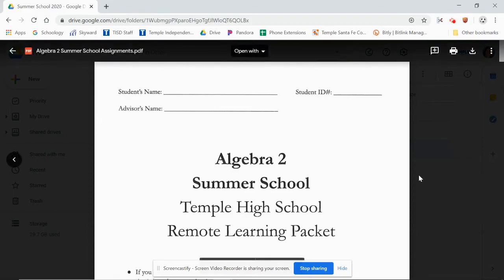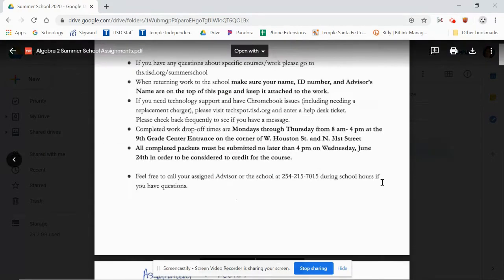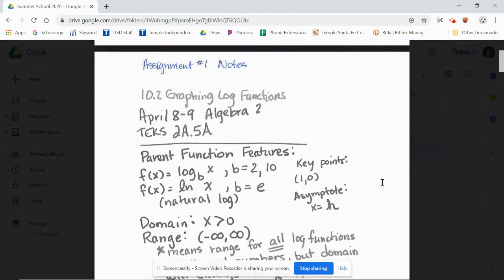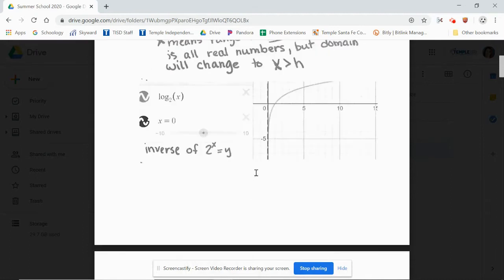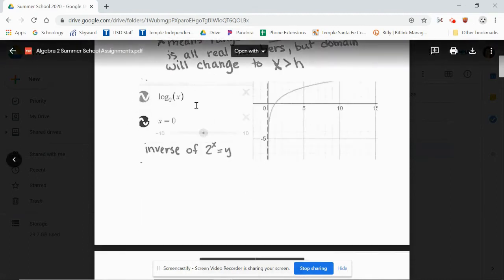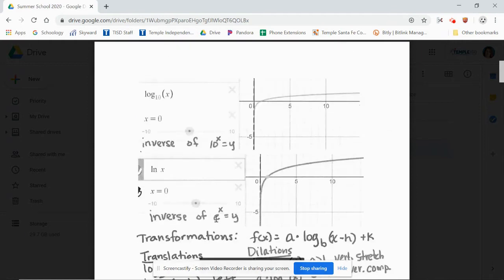Okay, this is the Algebra 2 Summer School packet overview, and you'll find in each packet a set of notes that gives you examples of what to do for the assignment. So 10.2, you will be looking at the log base b, and you're using the parent functions. You will probably want to open up desmos.com in order to put them in, and here in a minute I will show you a brief example of how to do that.